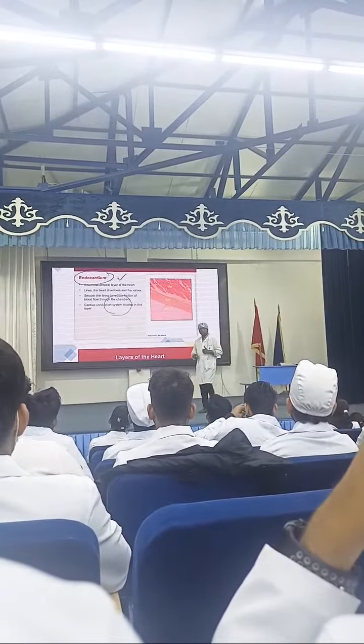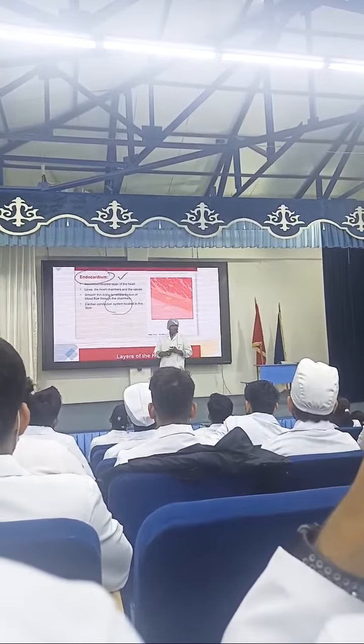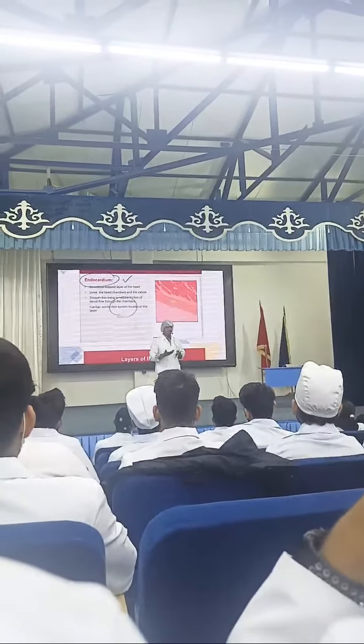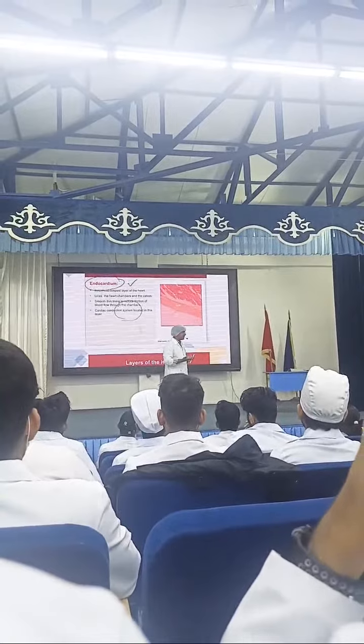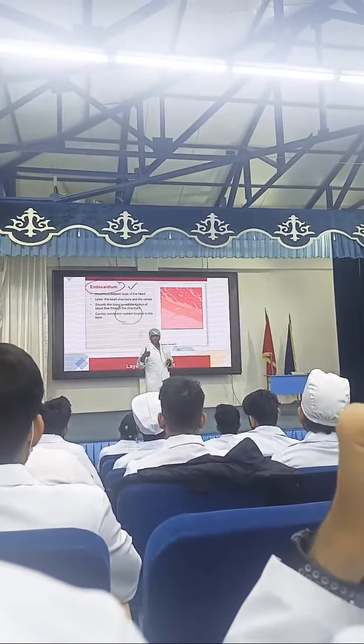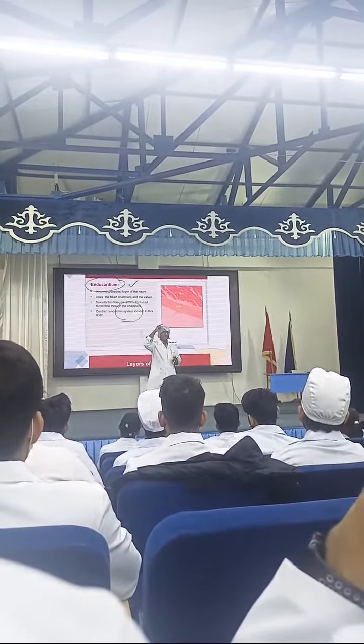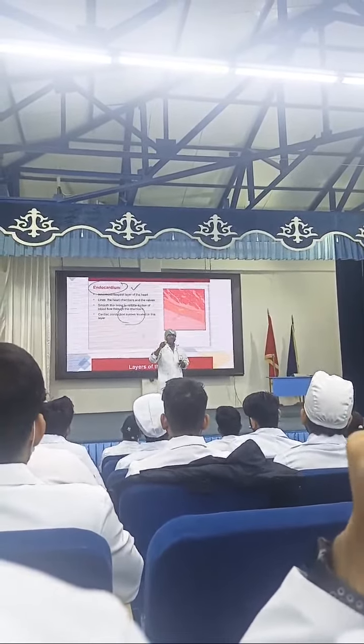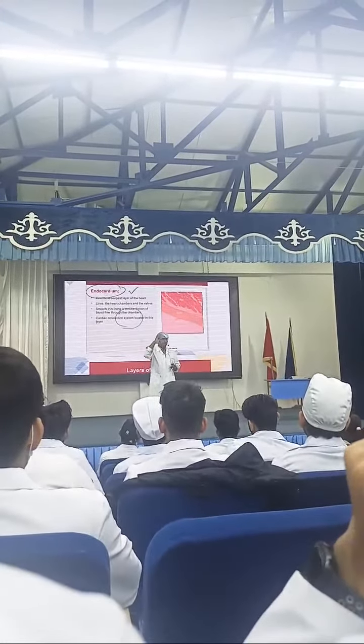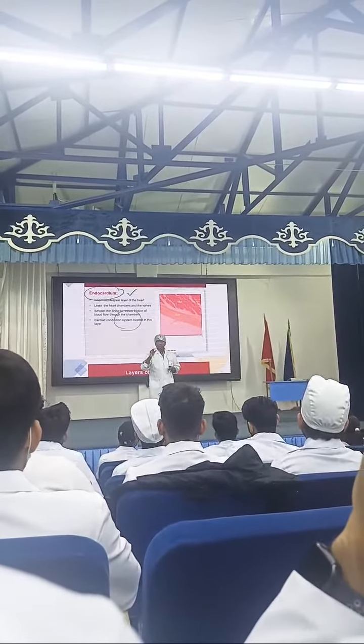So what is the conducting system? What are the components of the conducting system of the heart? So we have the SA node and AV node. What is the connection between the SA node and AV node? We have internodal fibers. Between the SA node and AV node, you have internodal fibers.